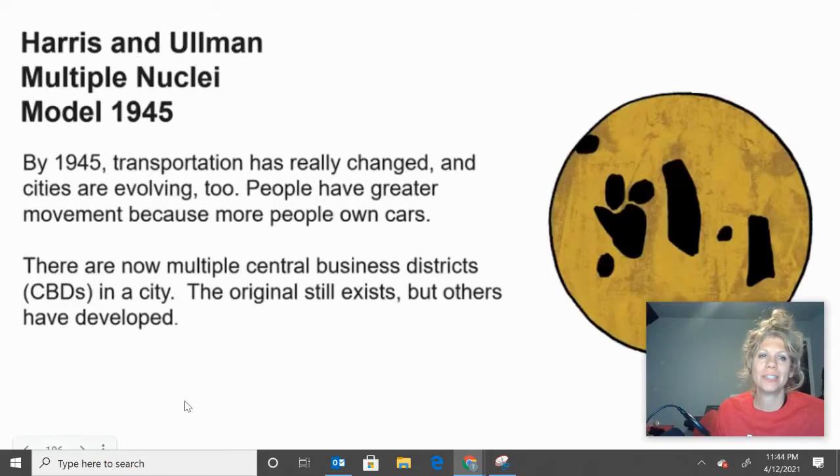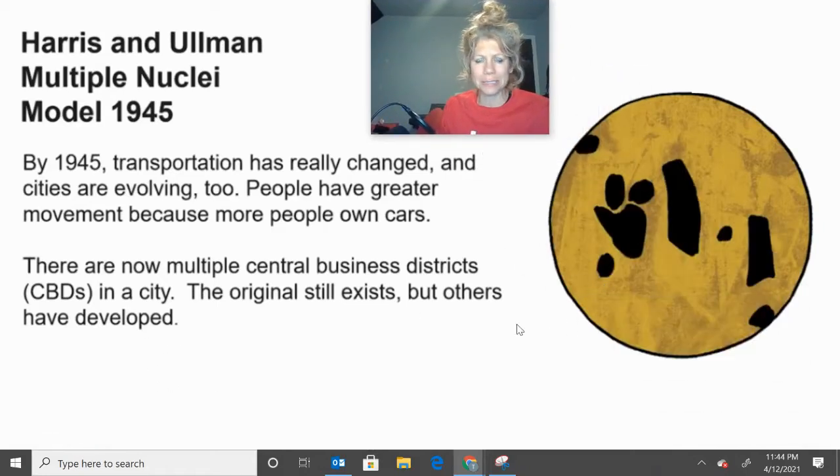All right, moving on to our next two North American city models. We're going to look at the multi-nuclei model. This looks like something you'd see in a science class, right? Anyway, this was developed in 1945, and the thing that really changed with this model is that transportation is going to play more of a role here. People are going to have greater movement in this model because at this time people are going to start to own cars, and there are now multiple central business districts. So that's what these black dots are representing, and the original is still going to exist though.